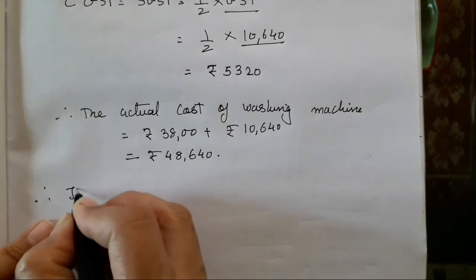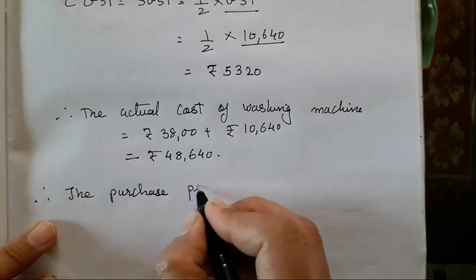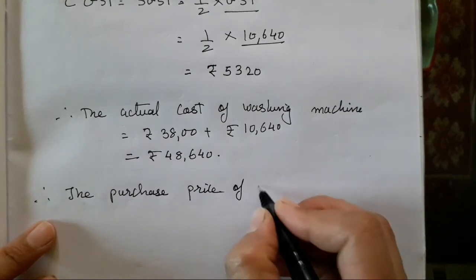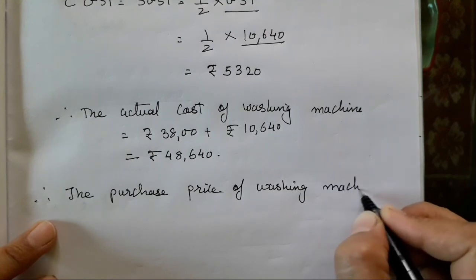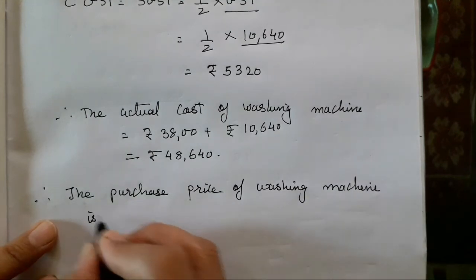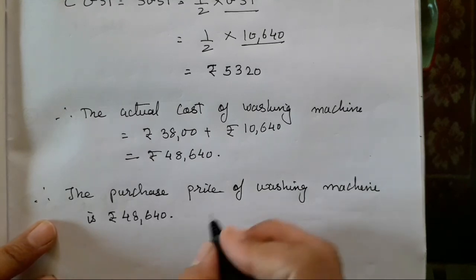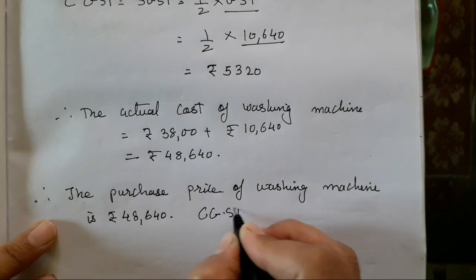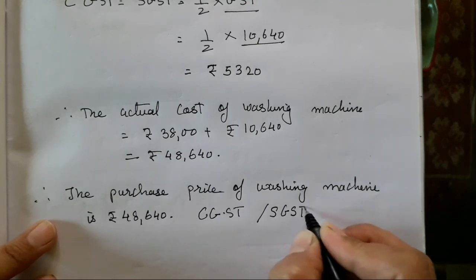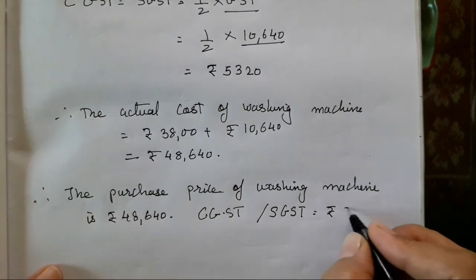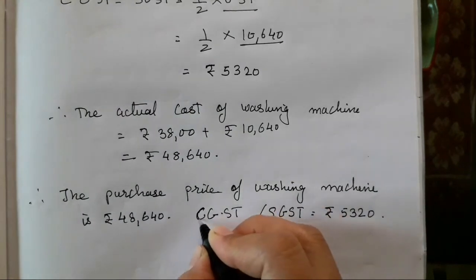So let's conclude the answer now. The purchase price of washing machine is rupees 48,640, and CGST and SGST, both we will write it together, is equal to rupees 5,320. I hope this exercise is clear to everyone.